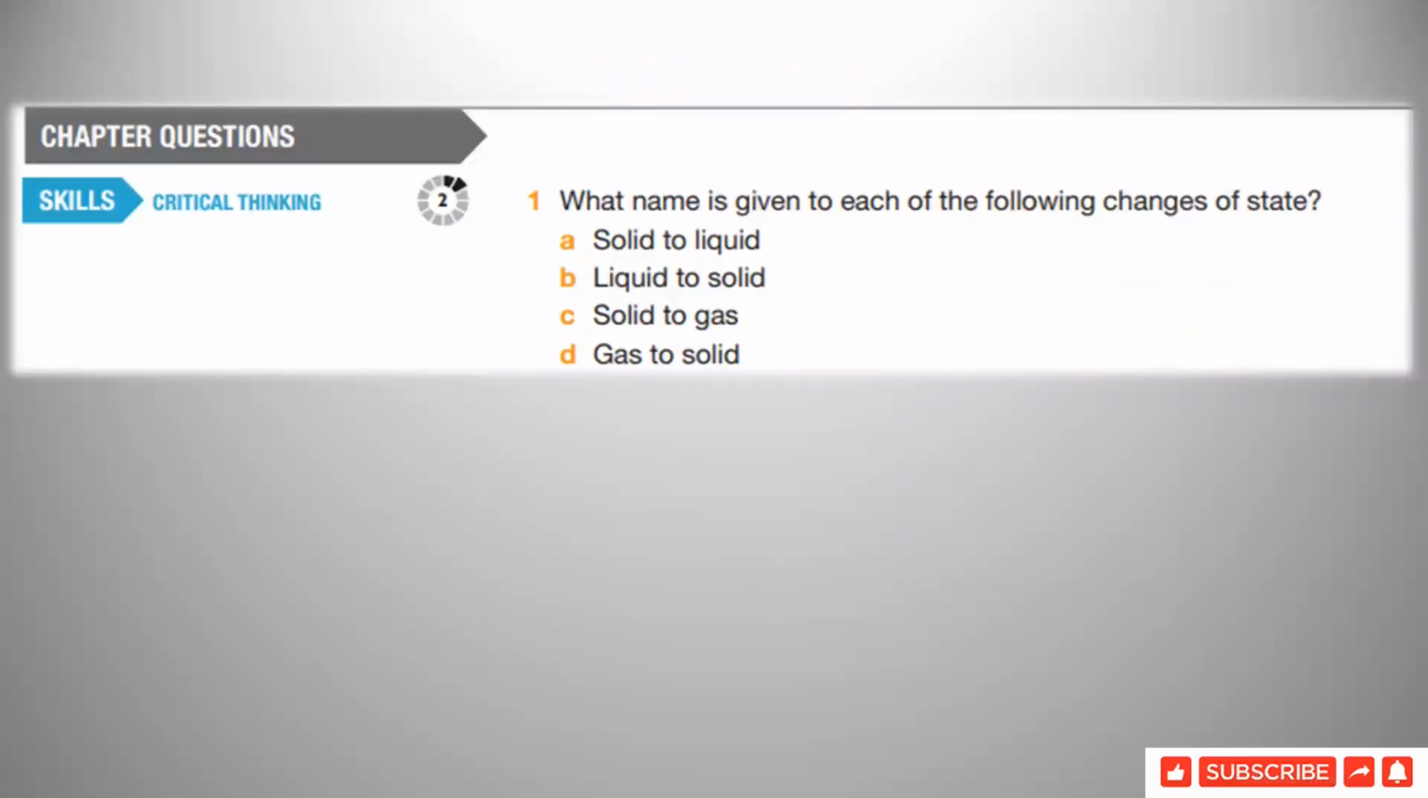Now chapter questions. Question number 1. What name is given to each of the following changes of state? Solid to liquid, it is called melting. Liquid to solid, this is called freezing. Solid to gas, this is called sublimation. Right now we have learned. Gas to solid, this is called deposition.